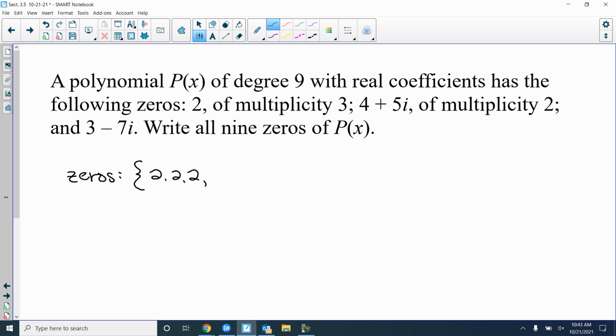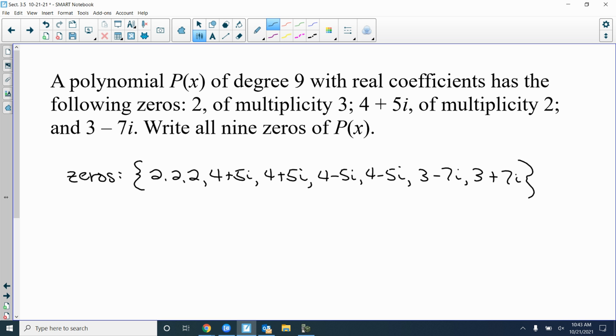4 plus 5i has a multiplicity of 2. So you got 4 plus 5i, 4 plus 5i, which also means we have 4 minus 5i twice. So I got 4 minus 5i, 4 minus 5i, and then 3 minus 7i, which also indicates I have to have 3 plus 7i. Is that 9? There's 9. Okay, so there's all our 9 zeros. So understand, i's come in pairs. How many times would this hit the x-axis?